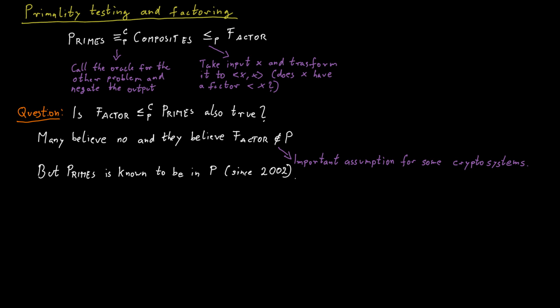So to summarize, FACTOR is known to be in NP intersect co-NP, but not known to be in P. And many people actually don't believe that it's contained in P. PRIMES, on the other hand, is known to be in P. We have an efficient algorithm to decide whether a number is prime or not. However, the efficient algorithm for this is quite sophisticated and involved, and therefore we are not going to discuss it here.